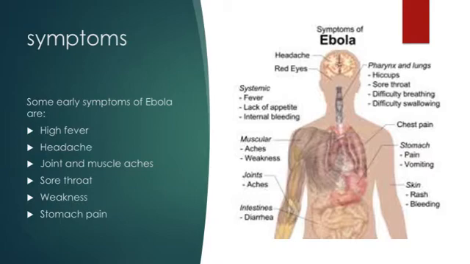There were many symptoms for this virus, as the Ebola virus is one of the deadliest viruses in the world because of its incredibly high mortality rate. This is because of the deadly symptoms. Some of the early symptoms include a high fever, a headache, joint and muscle aches, sore throat, weakness, stomach pain, and as it goes, you even begin to bleed inside and outside your body, which is often the cause of death.